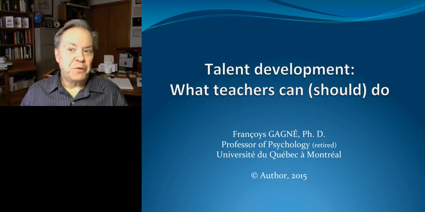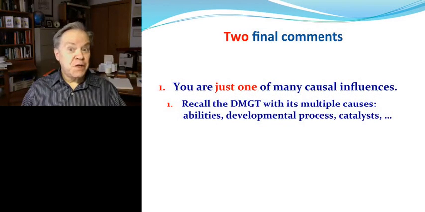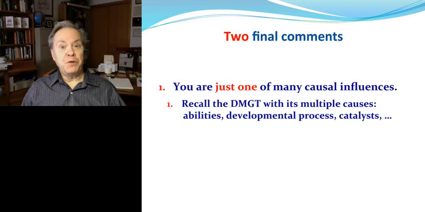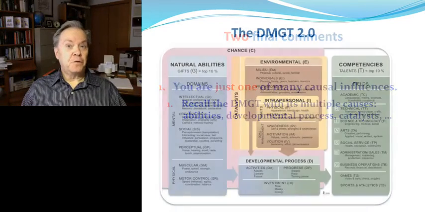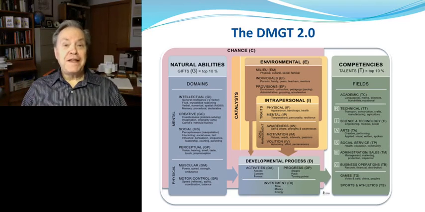Well, to complete this short overview, here are two final comments. First, teachers are just one of many sources of influence that can contribute to the development of talent. Keep in mind the DMGT figure, with its beautiful complexity, with the blue gifts on the left and the turquoise development at the bottom, and the green talents on the right, and also with these catalysts in the brown center area. Notice that you are there in this environment, the teachers, a small little source of impact encircled by all these other sources.